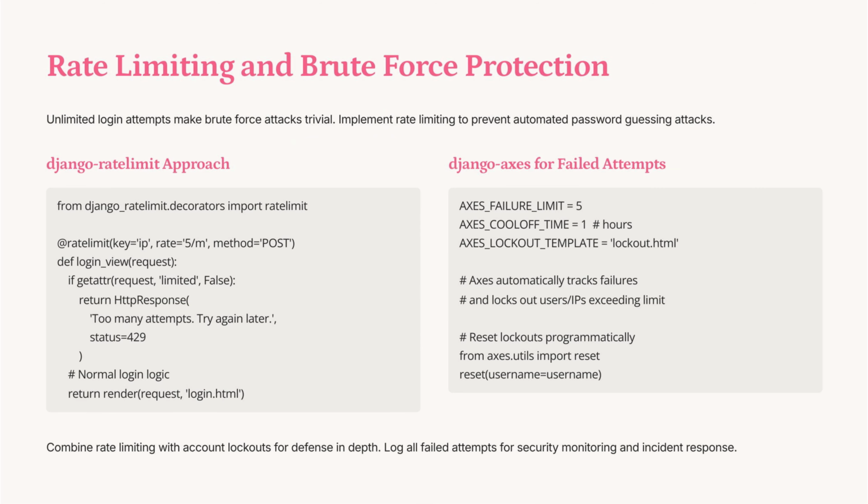Implement rate limiting to thwart brute force attacks. Use django-ratelimit to restrict login attempts: ratelimit key IP, rate 5/m, method POST. For enhanced security, integrate Django axes to lock accounts after 5 failed attempts with a 1-hour cooldown. Log all failures for monitoring and reset lockouts programmatically using axes.utils.reset.